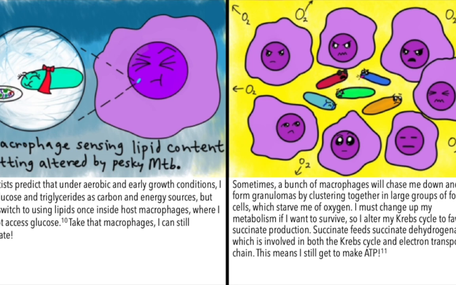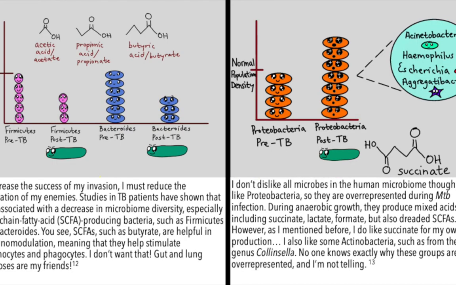Succinate feeds succinate dehydrogenase, which is involved in both the Krebs cycle and electron transport chain. This means I still get to make ATP. To increase the success of my invasion, I must reduce the population of my enemies.